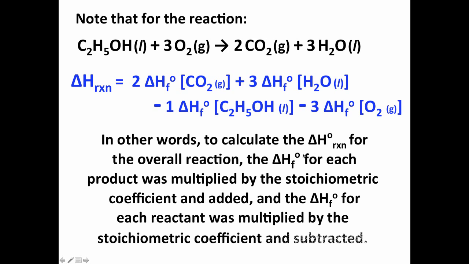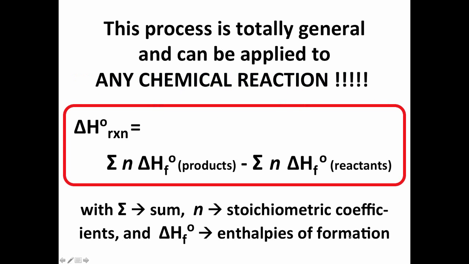Another way to put this is to find the delta H of reaction for our overall reaction. What we did was we took the delta H of formation of each product, multiplied it by its stoichiometric coefficient, and then added those up. And then we took the delta H of formation of each reactant and multiplied those by their stoichiometric coefficients and subtracted those. And it turns out this is completely general. We can apply this to any chemical reaction.